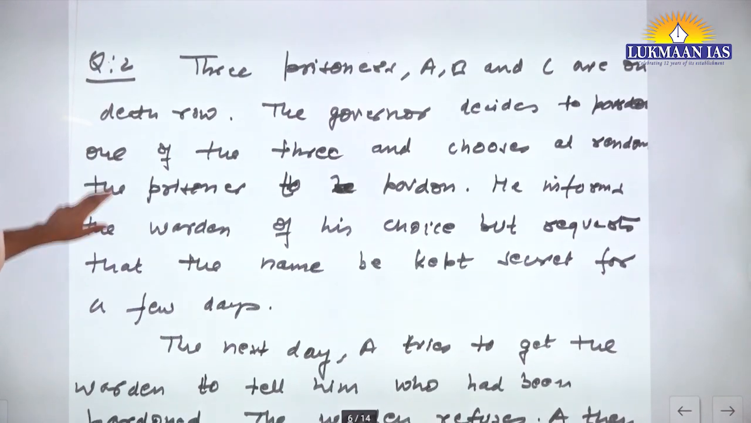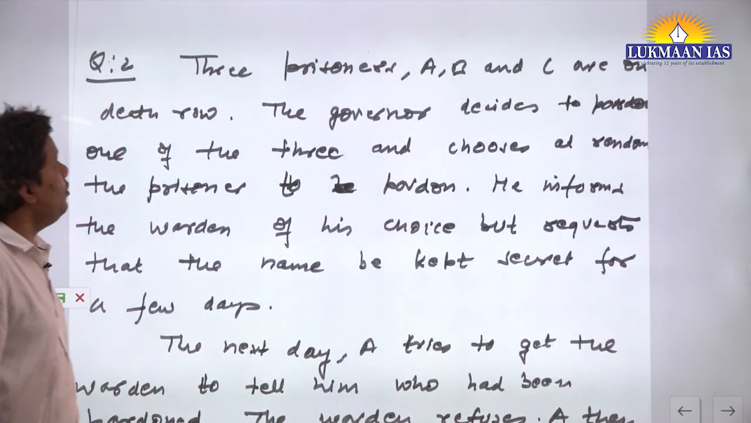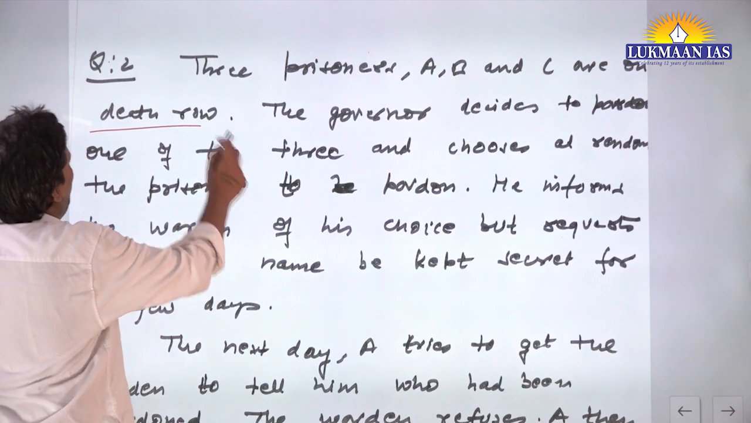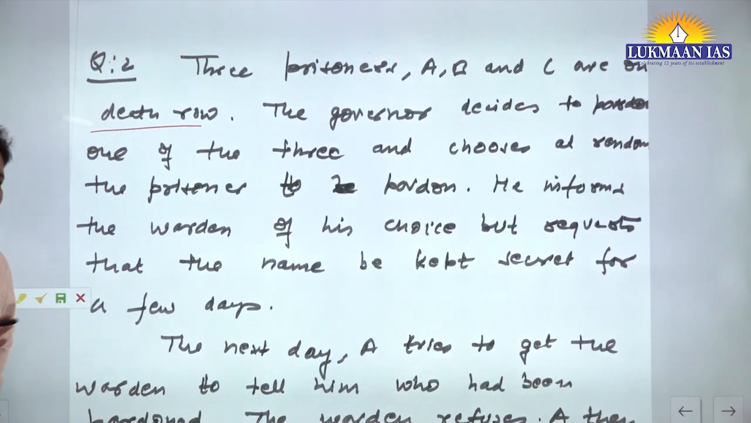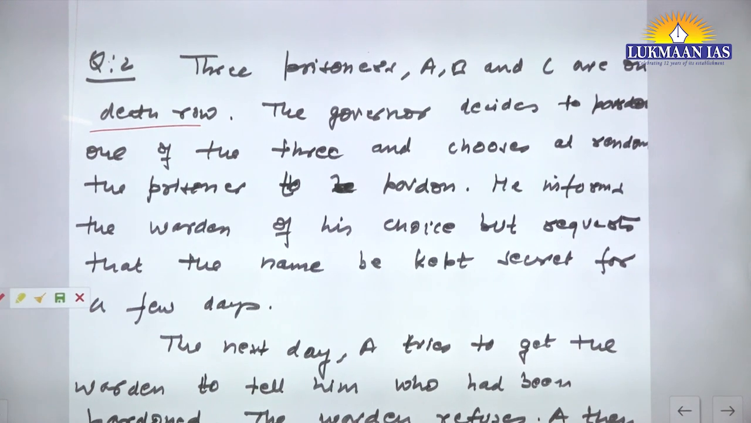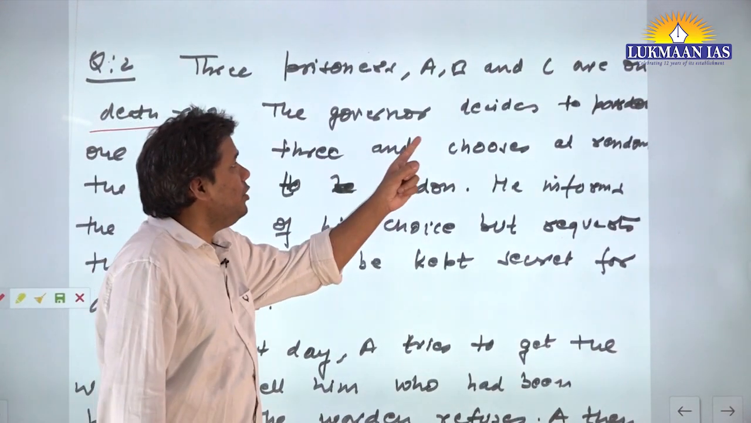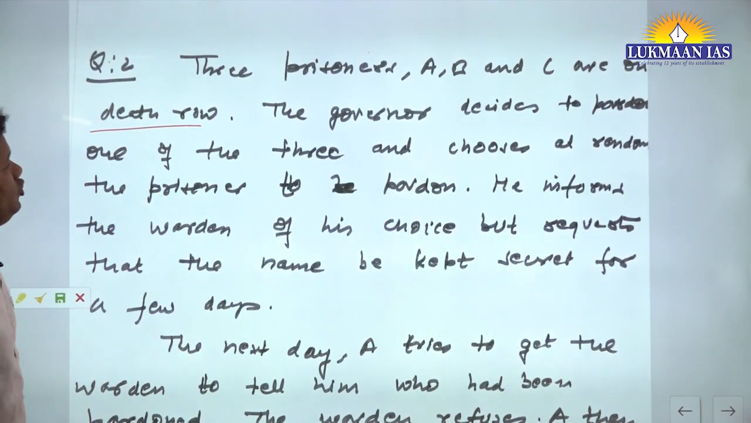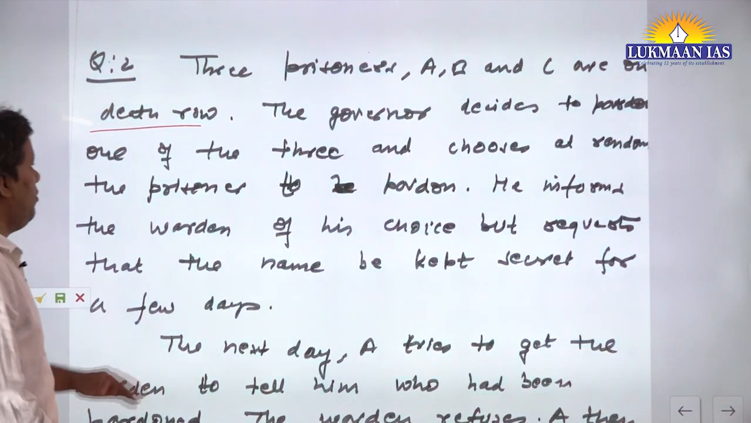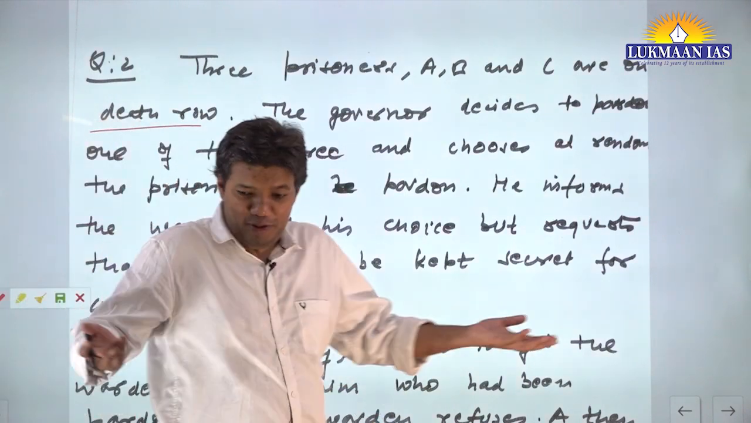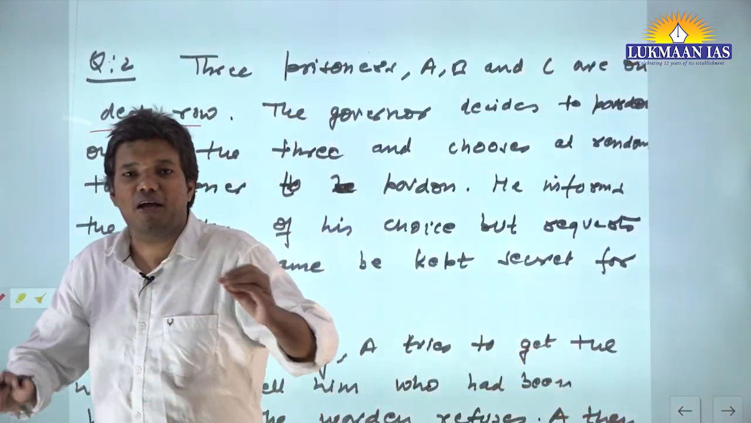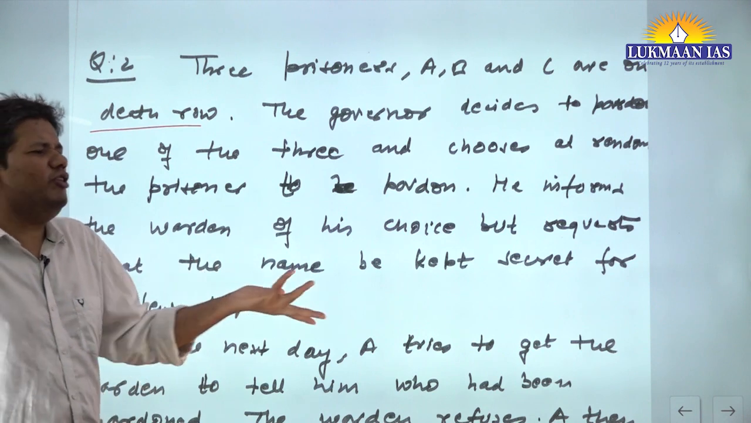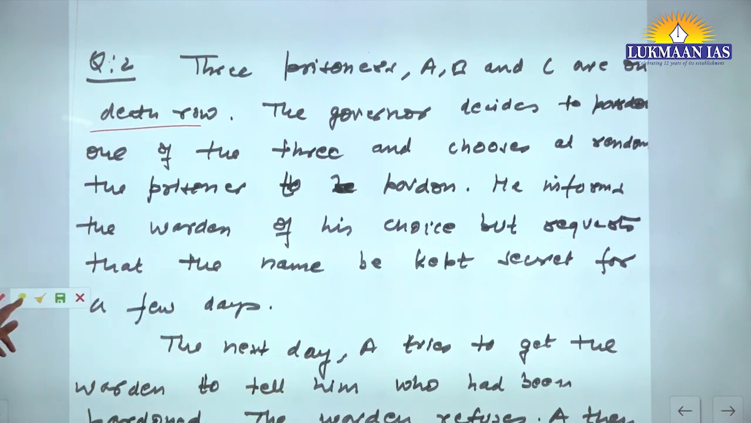What it says: there are three prisoners, A, B, and C, on death row. They are about to die. So, when somebody is about to die, you can see how much probability they are going to apply. The governor decides to pardon one of the three and chooses at random the prisoner to be pardoned. Now, see, three people are there, one has to be pardoned and two are to be executed, and he chooses at random. He has no emotions, he is an unbiased person.